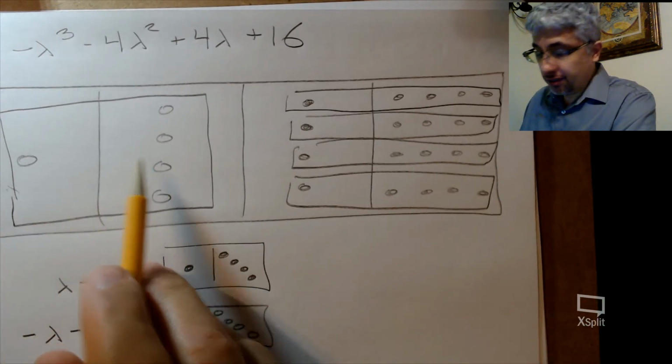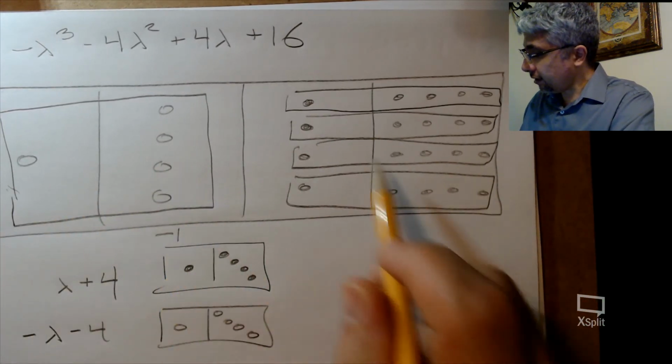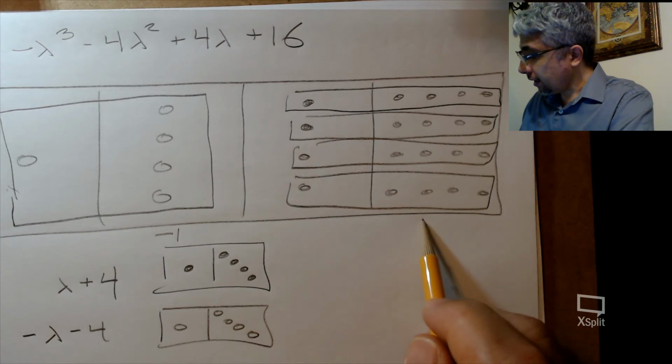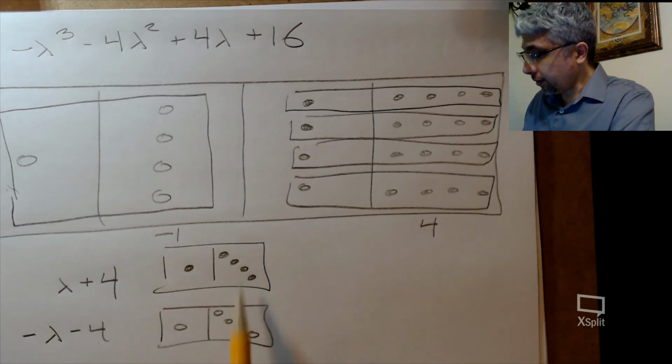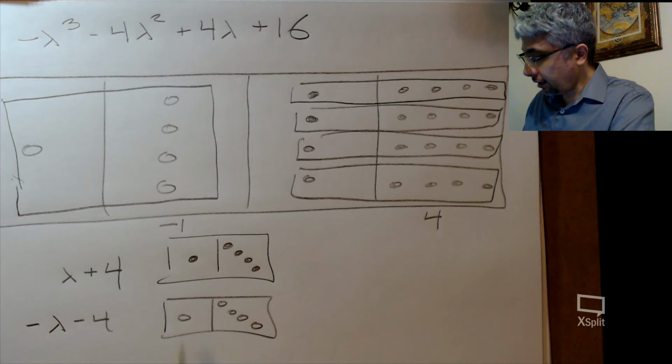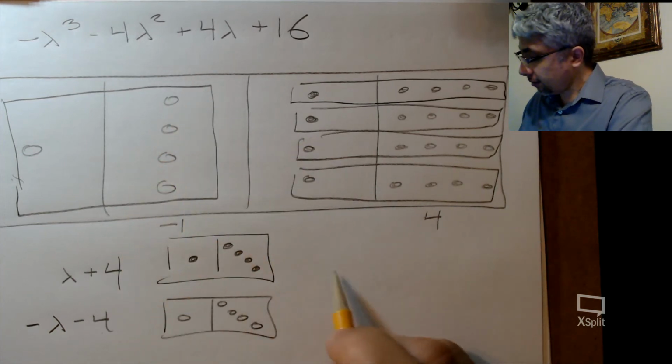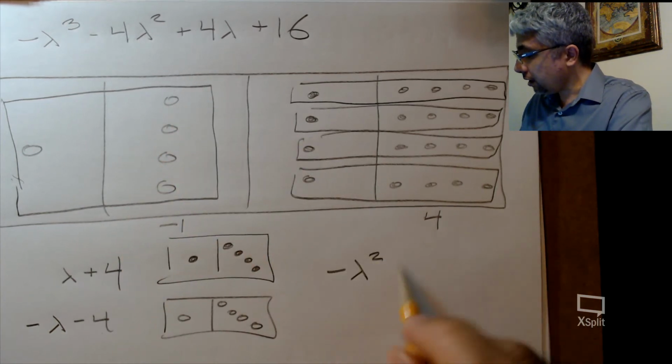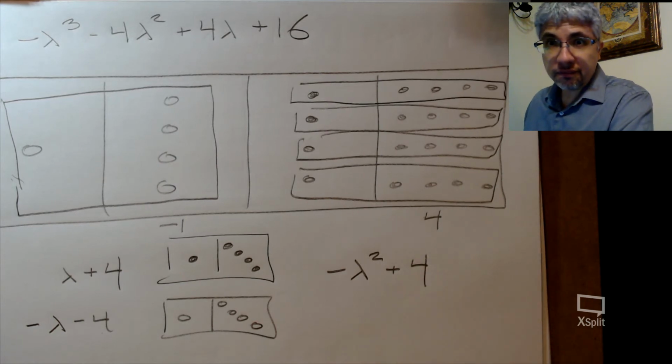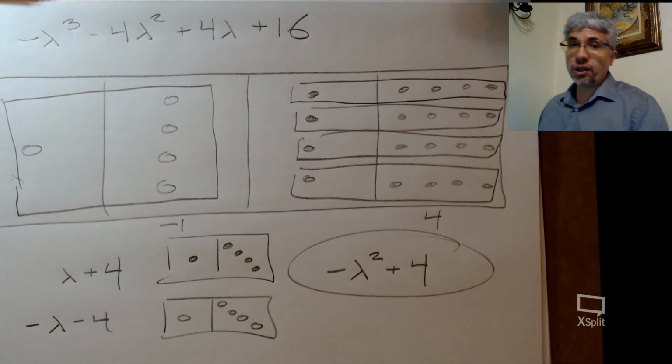so where do these dominoes end? Well, this was a negative 1, so I get a negative 1 here. These end here, so I get a positive 4. And what would I have here? Well, this was the lambda squared column, so I get minus 1 lambda squared plus 4. So that was a nice quick one.